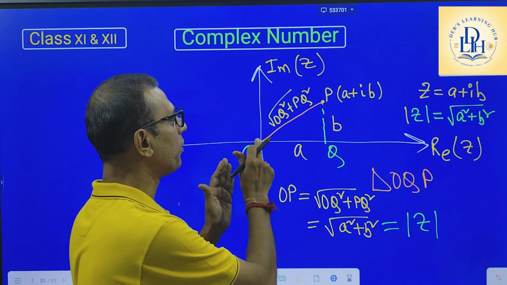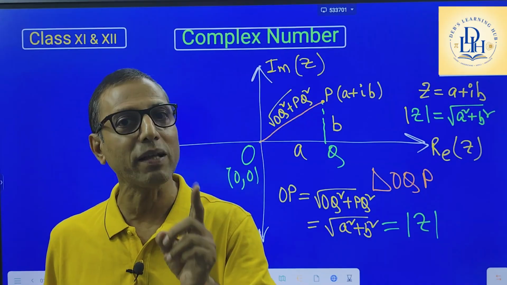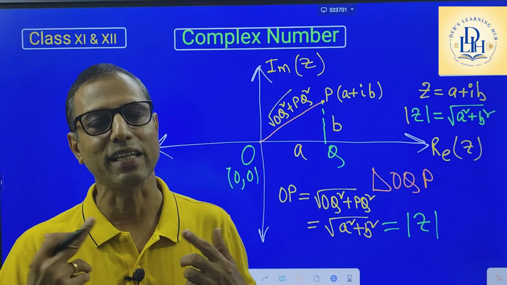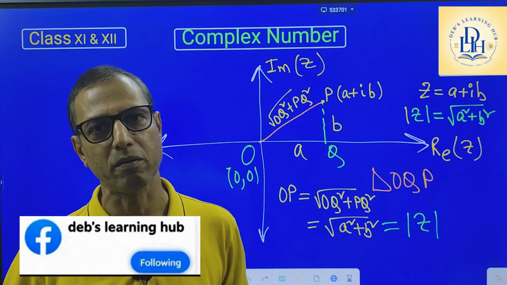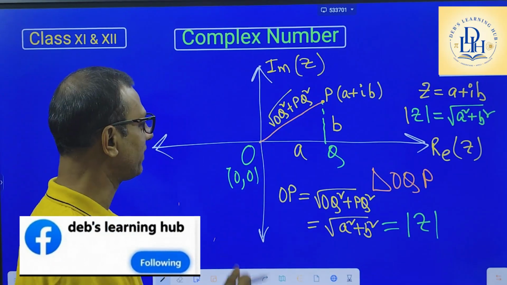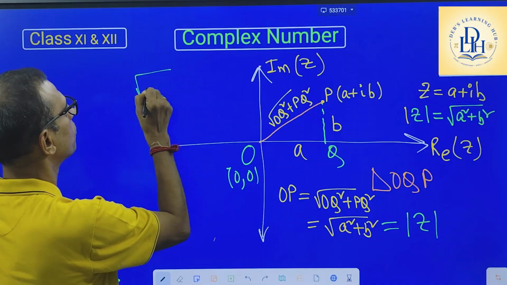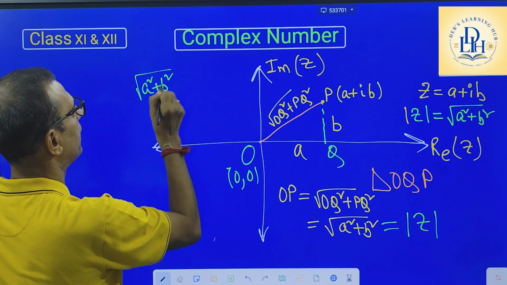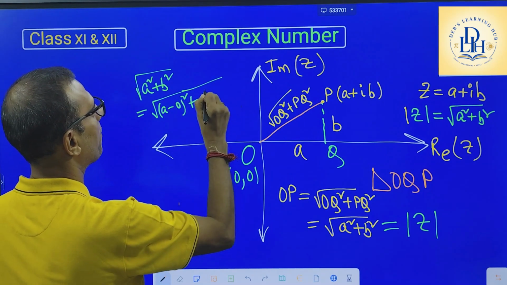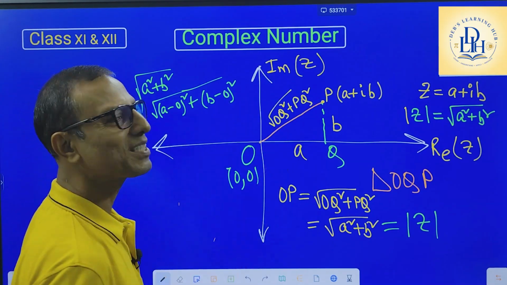So this value is a plus ib and this is (0, 0). If you remember the formula in coordinate geometry for the distance between two points, when the coordinates of two points are given, here we have (0, 0) and (a, b), right? That means it is root over a square plus b square. How can we represent this? Root over a square plus b square means root over (a minus 0) whole square plus (b minus 0) whole square. That is the distance between these two points.